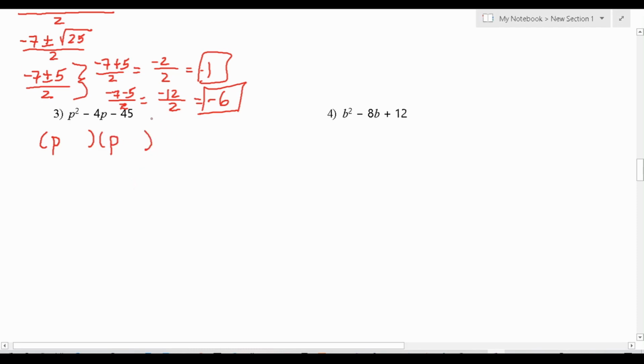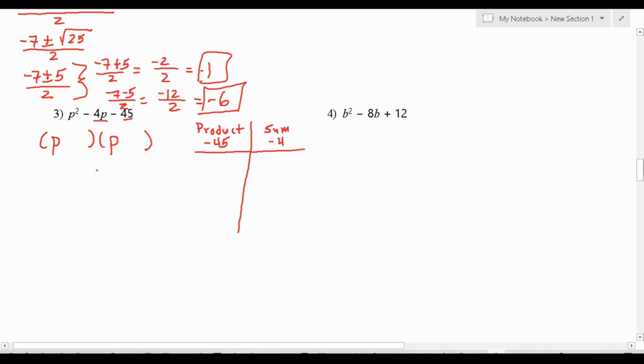And again, we want to find two factors that are going to have the product of negative 45. So the product in this case is going to be negative 45, and the sum of those two integers is going to be negative 4. So the sum is going to be negative 4. Again, we're looking for two integers that satisfy those requirements, that have a product of negative 45 and a sum of negative 4. Again, I pulled those right from here.